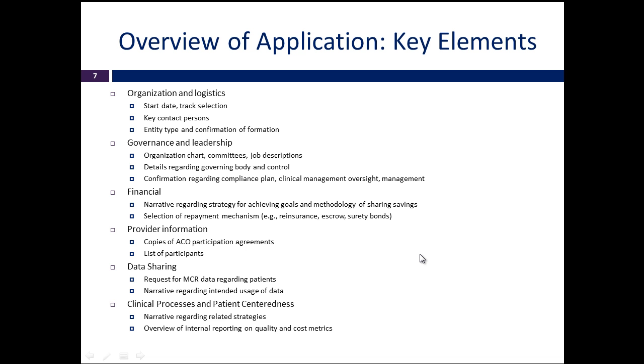First of all, the ACO participants have to identify the organization, the key contact individuals associated with that organization, and the entity type. For instance, is this an LLC? Is it a corporation, a C corporation, or an S corporation? Is it a PLLC? There's no particular requirement with regard to the type of entity. Instead, Medicare has allowed providers to choose their own entity type under state law.